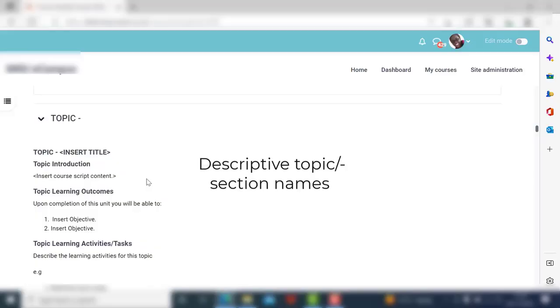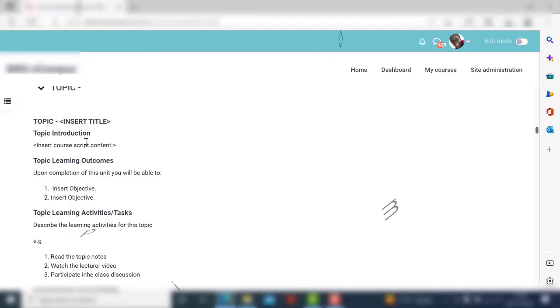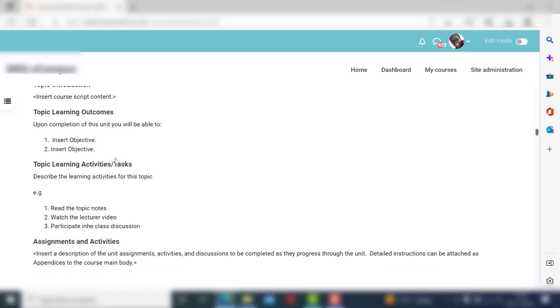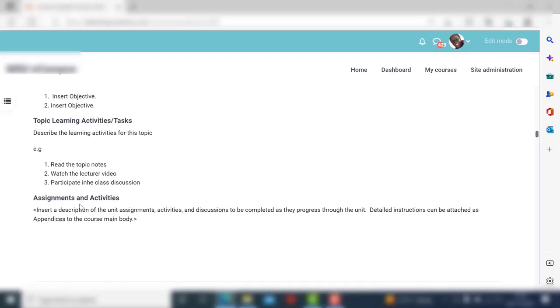For each topic, it is always important that you include the introduction, which is a brief summary of what the topic entails, the learning outcomes or the specific learning objectives of that particular topic or section, then describe the learning tasks, which is a summary of the key activities the students will be undertaking within that particular topic. You can also include a description of the assessment or assignment activities.